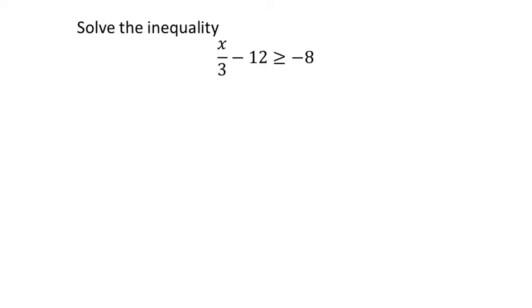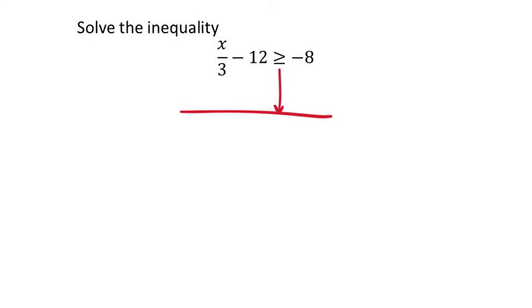So let's do this one. We got x over 3 minus 12 is greater than or equal to negative 8. And we're going to solve this one almost exactly like we did on the bell work. Okay, so we're going to bring this inequality down. Just looking at this one, though, we got this x divided by 3 minus 12 is greater than or equal to negative 8. It's that minus 12 that I got to get rid of so that I can just drop my x over 3 right there.